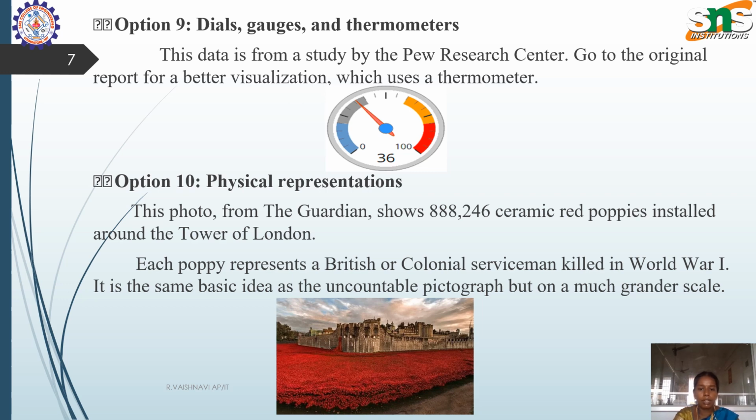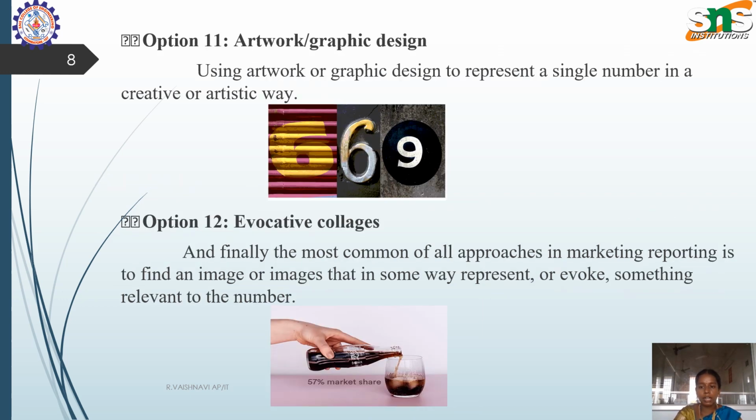Next one, physical representation. For physical representation, we have the example images. Here they describe red poppies. This is a photo from the Guardian. It shows 888,246 ceramic red poppies installed around the Tower of London. Each poppy represents a British or colonial serviceman killed in World War I. It is the same basic idea as uncountable pictographs, but on a much grander scale.